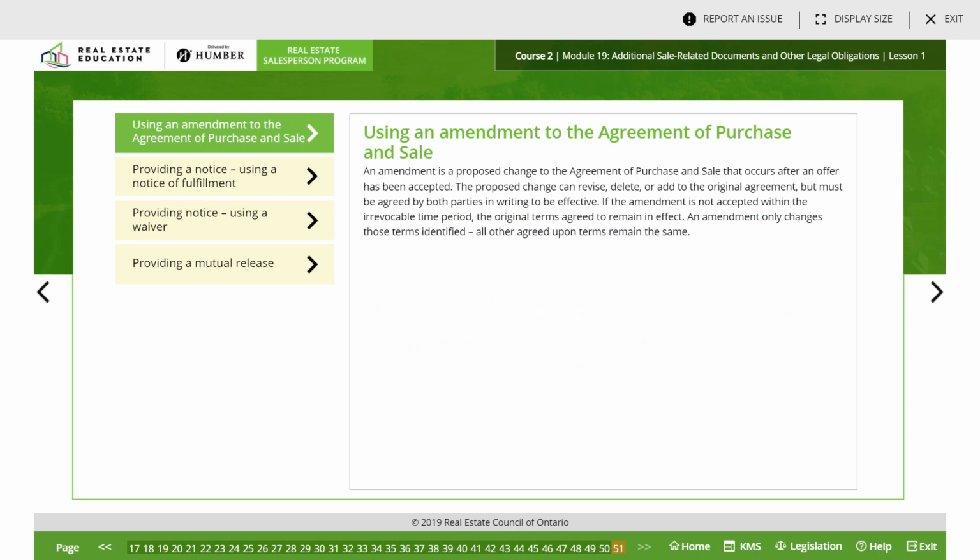Using an amendment to the agreement of purchase and sale. An amendment is a proposed change to the agreement of purchase and sale that occurs when an offer has been accepted. The proposed change can revise, delete, or add to the original agreement, but must be agreed by both parties in writing to be effective. If the amendment is not accepted within the irrevocable time period, the original terms agreed to remain in effect. An amendment only changes those terms identified. All other agreed upon terms remain the same.